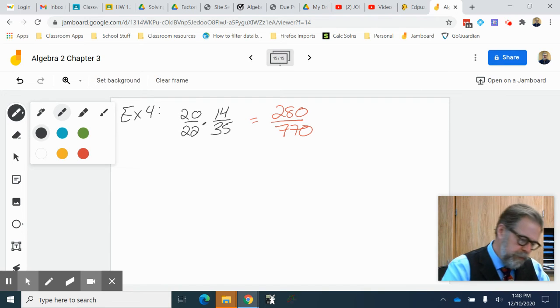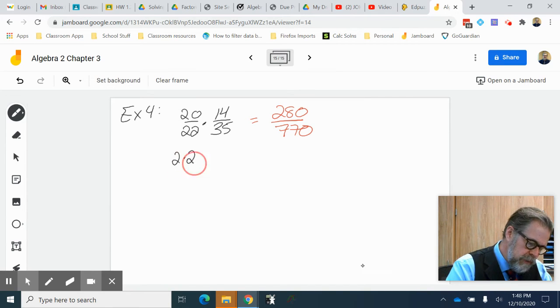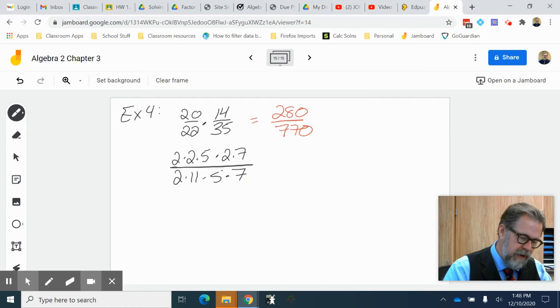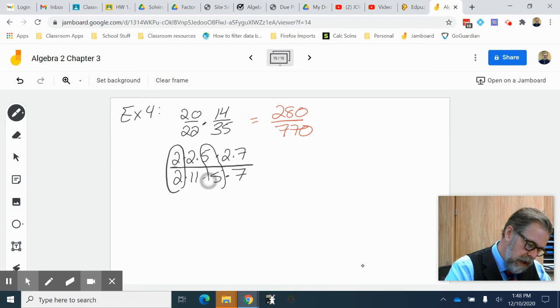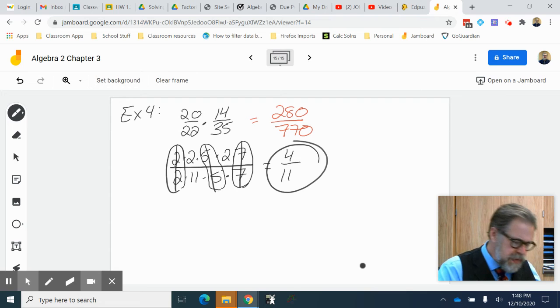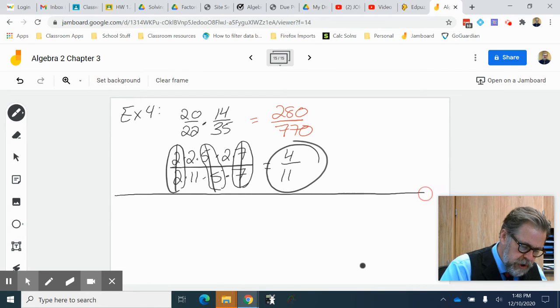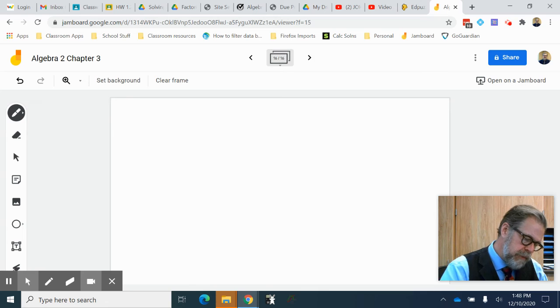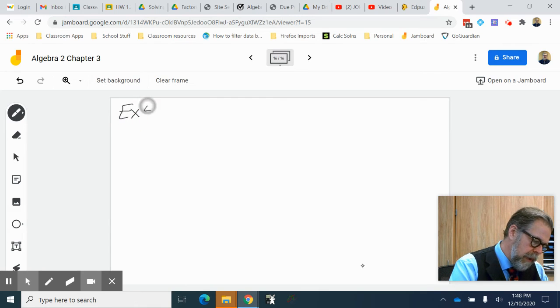Let's factor. 20 is 2 times 2 times 5, 14 is 2 times 7, 22 is 2 times 11, 35 is 5 times 7. And what I notice now is I've got a 2 and a 2, a 5 and a 5, a 7 and a 7, and when I cross those off, I get 4/11. Much, much easier.